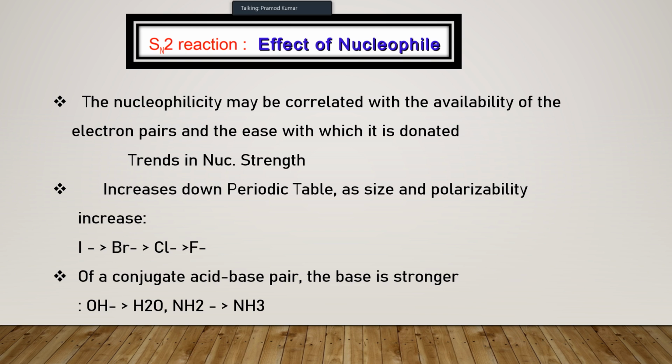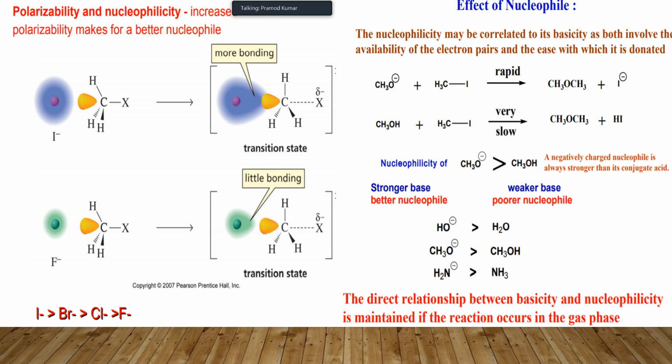Okay. So the conjugate acid of the base will be less nucleophilic compared to your corresponding base, because the lone pair is easily available in case of your base rather than your conjugate acid. Okay, now let's go for the next one.